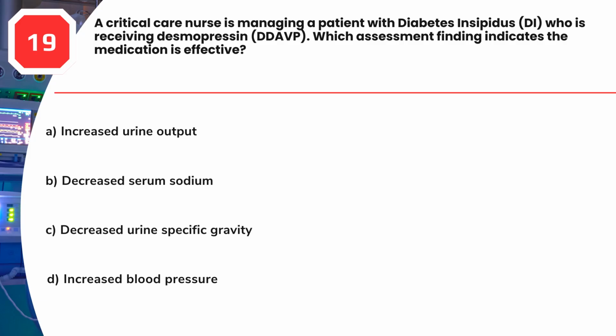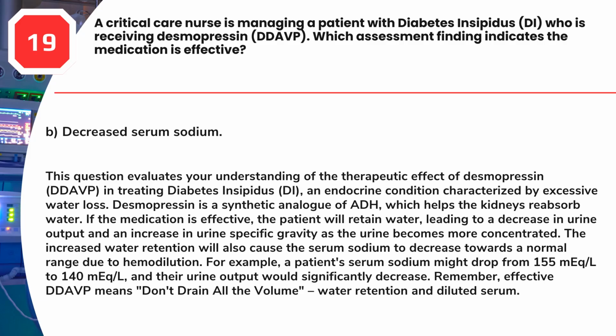Answer B. Decreased serum sodium. This question evaluates your understanding of the therapeutic effect of desmopressin, DDAVP, in treating diabetes insipidus, DI, an endocrine condition characterized by excessive water loss. Desmopressin is a synthetic analog of ADH, which helps the kidneys reabsorb water. If the medication is effective, the patient will retain water, leading to a decrease in urine output and an increase in urine-specific gravity as the urine becomes more concentrated.